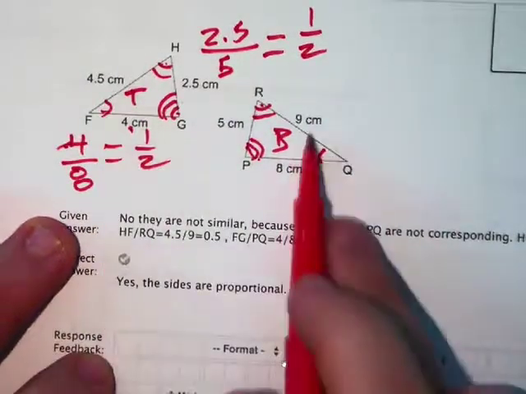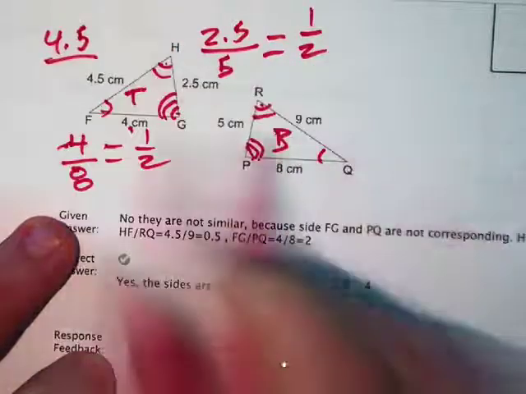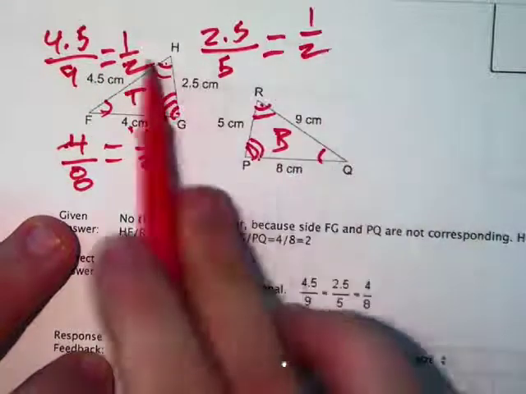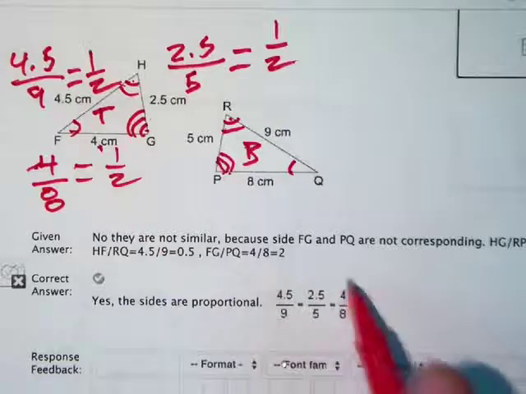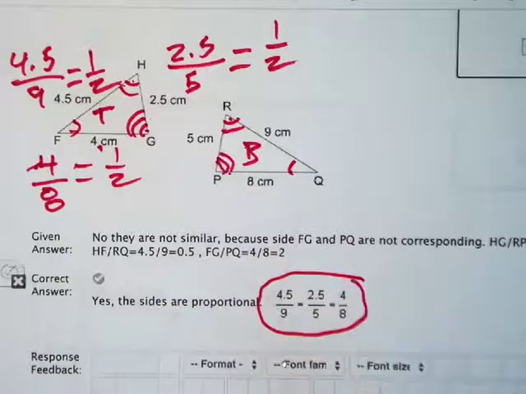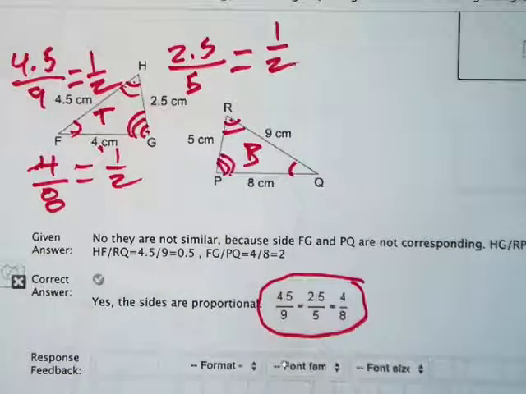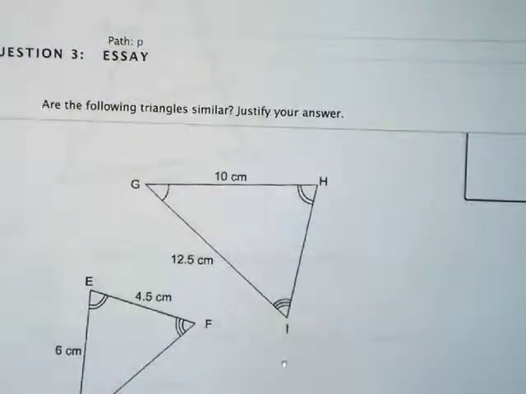And now let's look at the last side. We got 4.5 over 9, and that also equals 1/2. So we can see that all sides equal 1/2. And so we can say, yes, the sides are all proportional, because they all equal 1/2. So that's what it means by are they proportional. And that's also how you can go through and find missing sides. So let's go to another one.